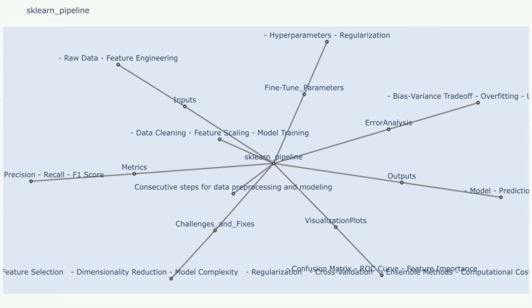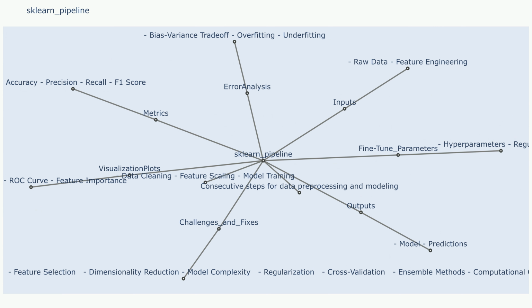Challenge 3. Data imbalance occurs when the classes in the target variable are not represented equally. This can lead to biased models that favor the majority class. Sample use case that resulted in challenge 3. A classification task with a large number of instances belonging to one class and only a few instances belonging to other classes. Fixes to challenge 3.